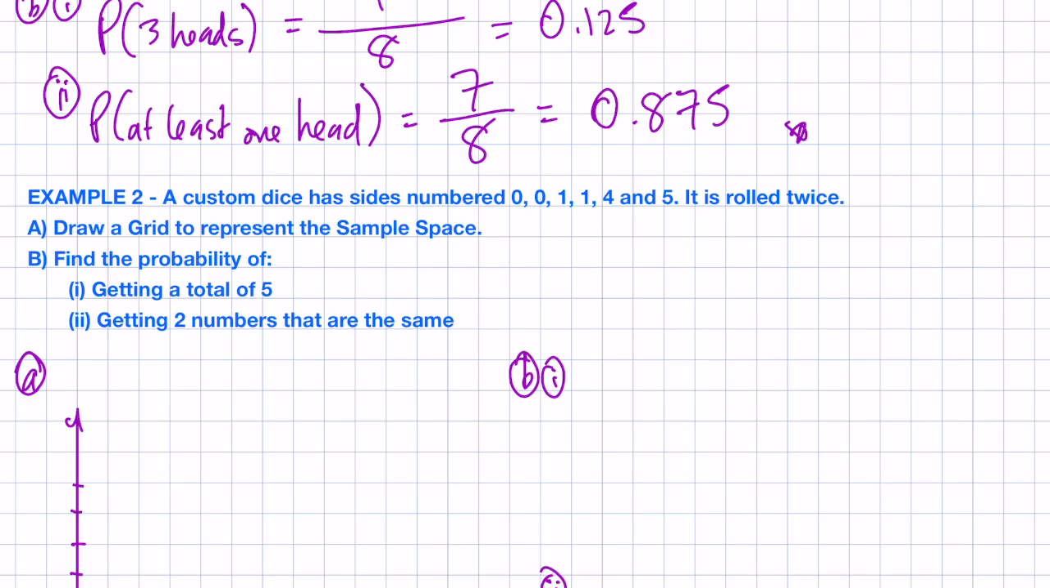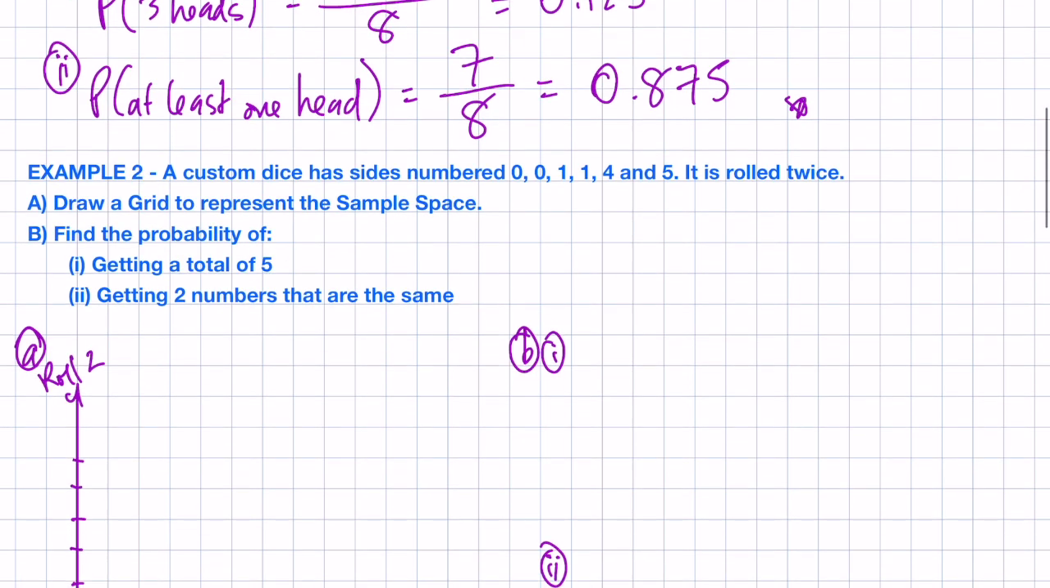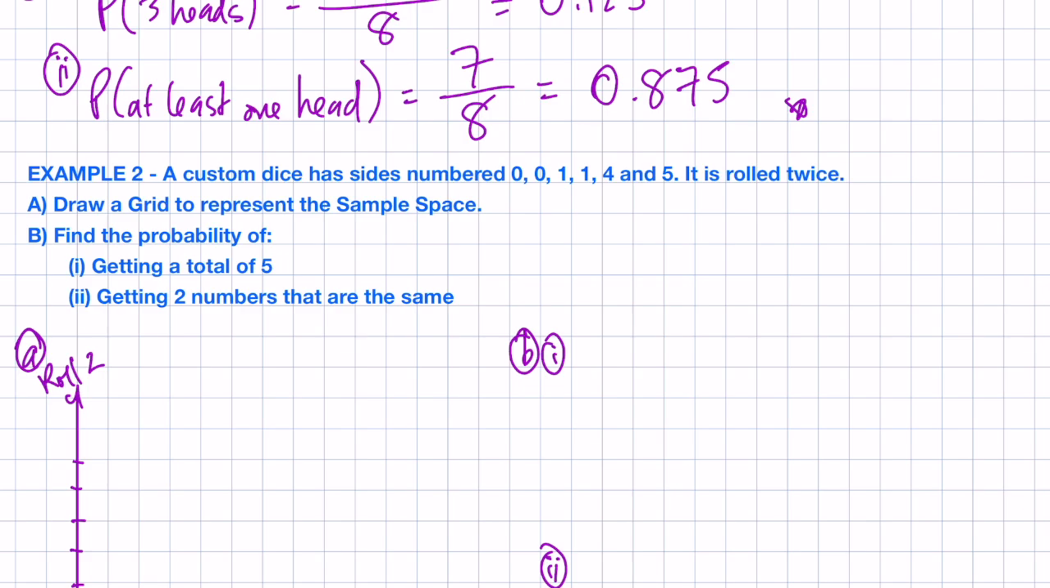Why are we using a grid? There are 2 aspects to this. I'm rolling it twice, so what could the 2 axes represent? Roll 1 and roll 2. What would I put along the numbers of that axis? What are the outcomes of those dice? Our custom dice: 0, 0, 1, 1, 4 and 5. I do the same because you're rolling that same dice twice.